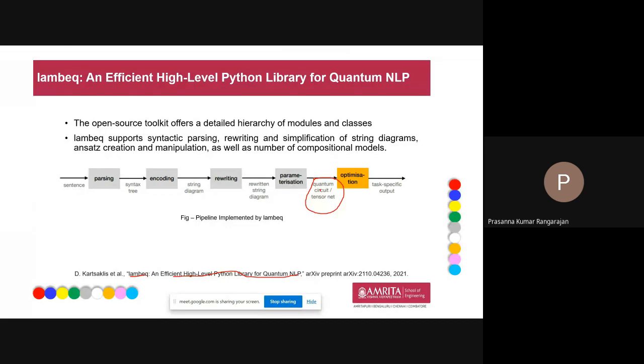So this Lambeq actually helps in performing most of the NLP related tasks.